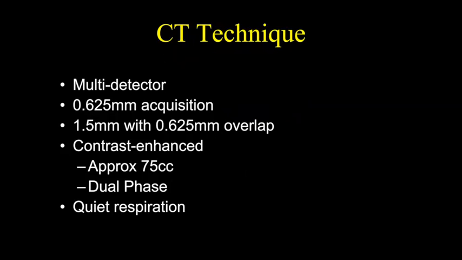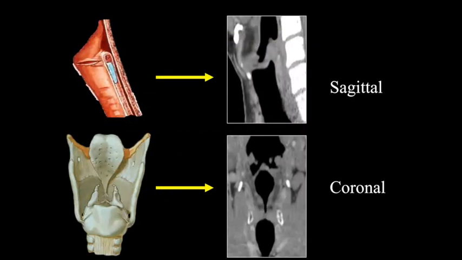The primary modality that we use to evaluate patients with hypopharyngeal pathology tends to be CT. We all use multi-detector imaging. It's sub-millimeter thick sections. We reconstruct in general about 1.5 millimeters with overlap. We use contrast. I tend to prefer the dual phase technique with approximately 75 cc's of contrast, and we acquire our images with quiet respiration. And I think all of us are doing the nice reconstructions, and this sagittal image demonstrates a very nice view of the posterior pharyngeal wall.